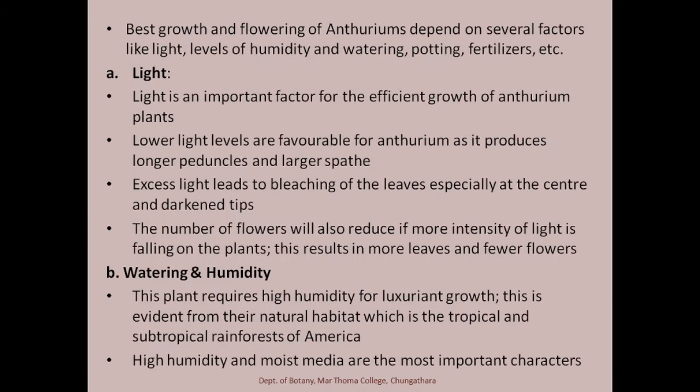The best growth and flowering of anthuriums depend on several factors like light, humidity, watering, potting, fertilizers, etc. We will see each one in detail. The first and foremost feature or component which determines the luxuriant growth of anthurium is the light. Light is a very important factor for the efficient growth of anthurium.